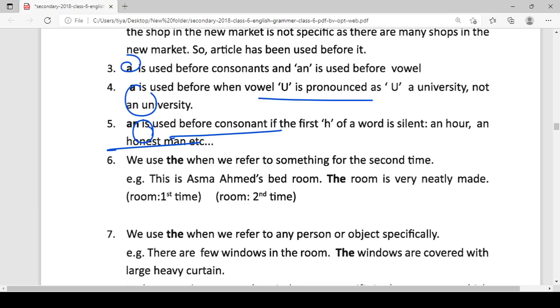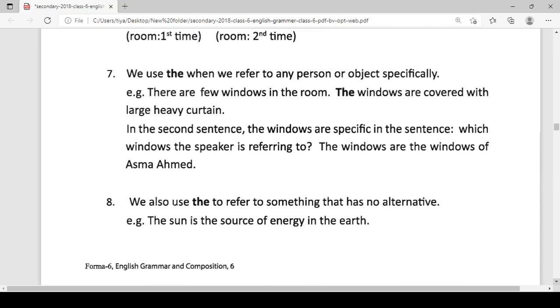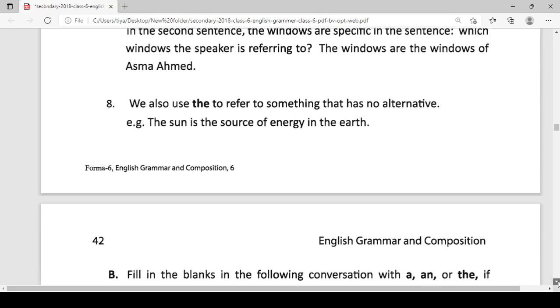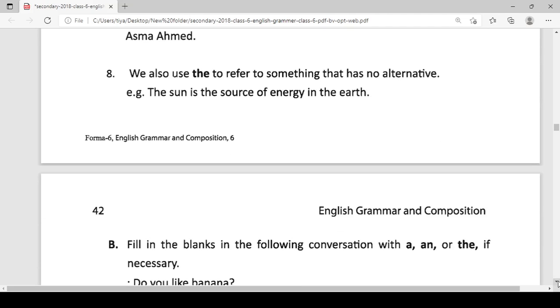We also use the when we refer to any person and object. Especially, there are a few windows in the room and the windows are covered with a large heavy curtain. The windows, because here we are talking about the particular windows, not any kind of windows. So when we talk about particular windows or any particular thing, we need to use the. In the second sentence, the windows are specific, or we need to use the to refer to something that has no alternative. The sun is the source of the energy. So we have many kinds of articles, but we need to understand the use of the articles. It is an important thing to know what the use of the articles is.